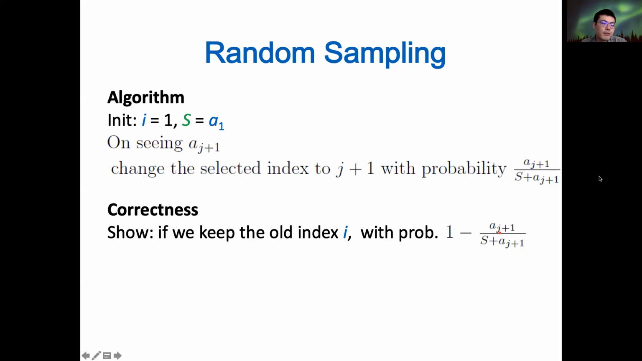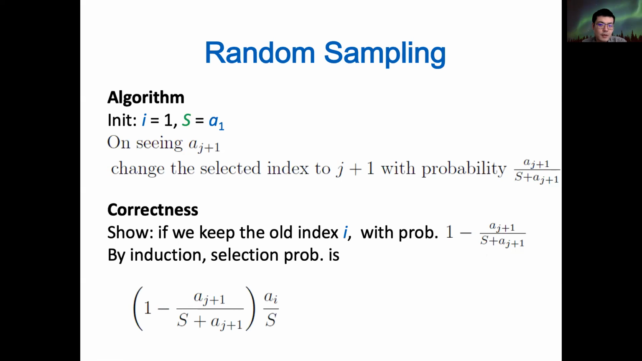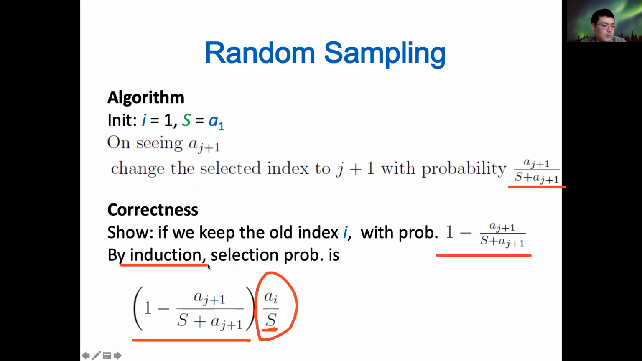Now keep in mind we flip the coin randomly each time we see a new sample, and then decide whether we should take it. Now what's the probability that we take the old item? Firstly, we don't take the new item, which has this probability. But previously we also had another probability when we had S. This is by induction: before we see the new item, this is correct. We say that A3 is sampled with probability A3 divided by the old sum. And then in the next step, we don't take the new item A_(j+1), that's why it's 1 minus.